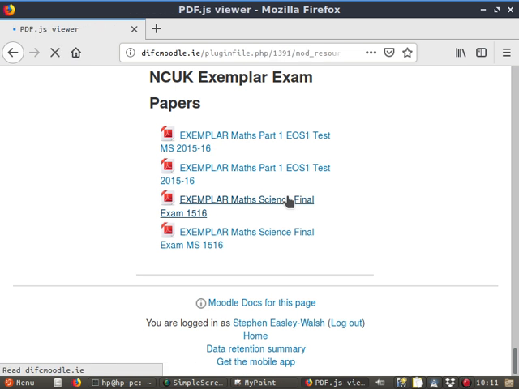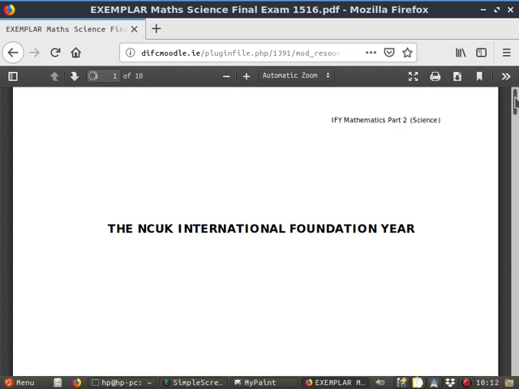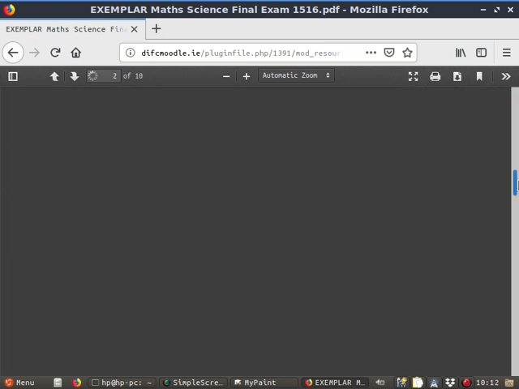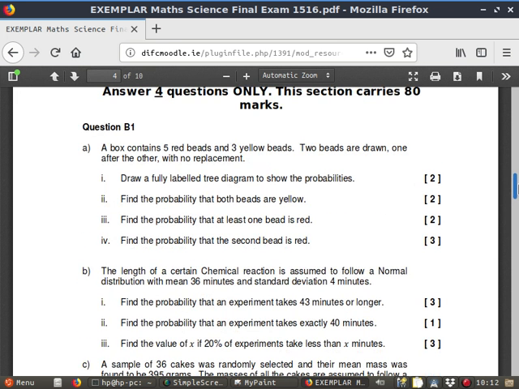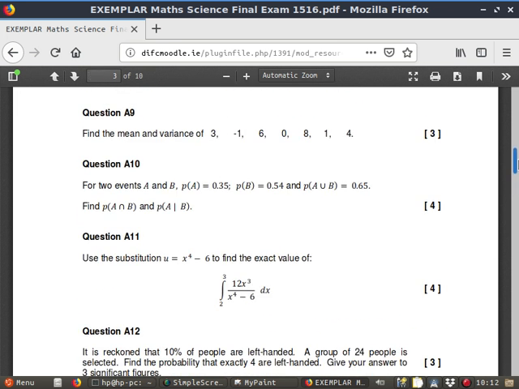Which one is it? A10. It's down the bottom of the page. Is it A10? Yeah, A10, it's two events, A and B. It sounds like it. Let's have a look. Yeah, this is it here.